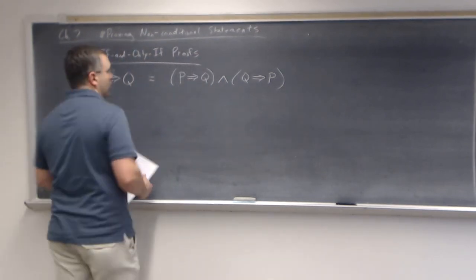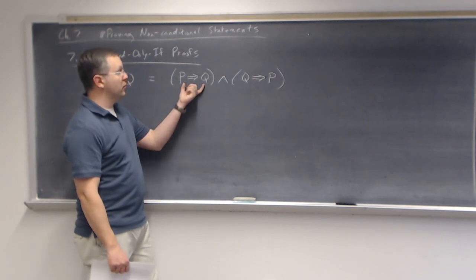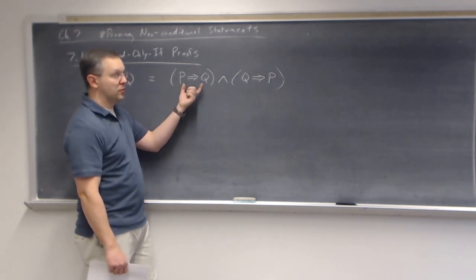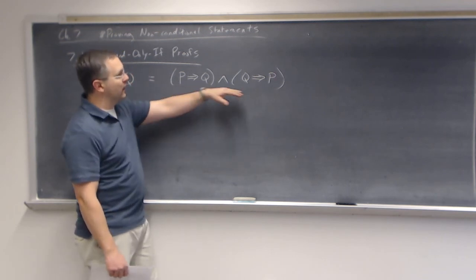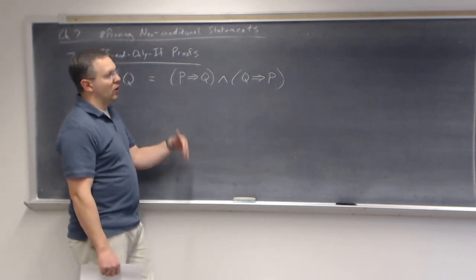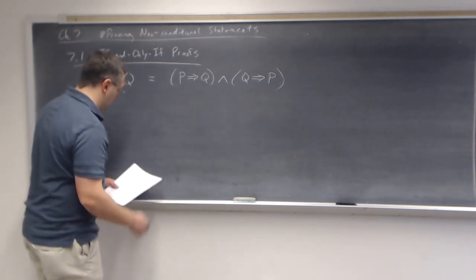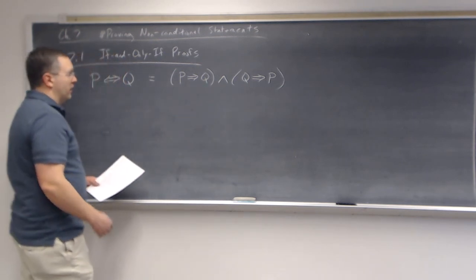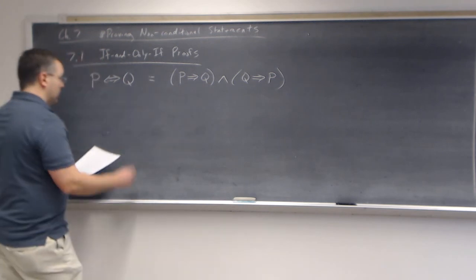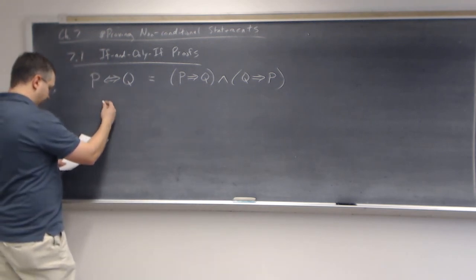Now, when you're doing each little piece, you could use a direct proof. You could use a proof by contrapositive. You could use a proof by contradiction. So it's kind of like two different proofs, but the way you write it, it makes sense that they're together. Okay, all right. So here's an example.